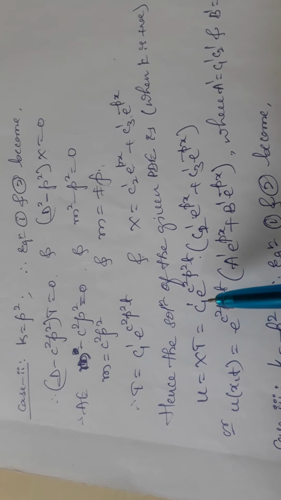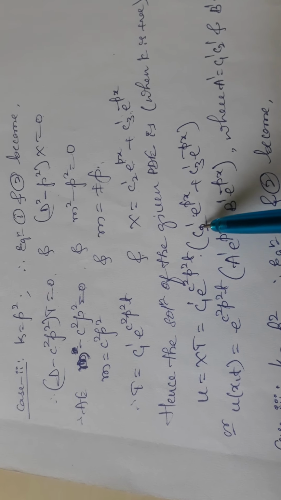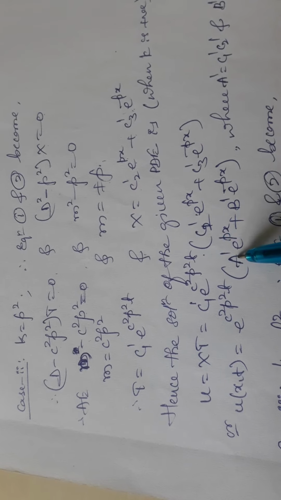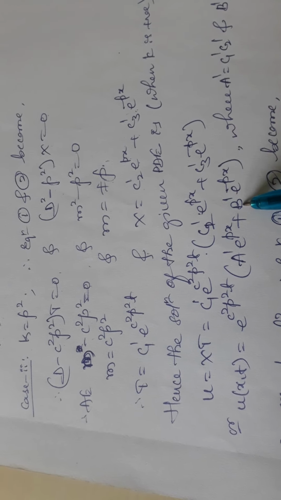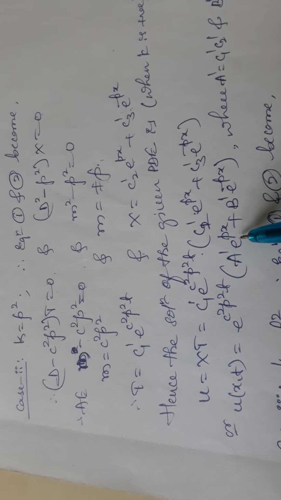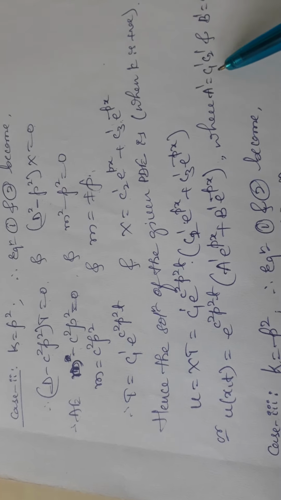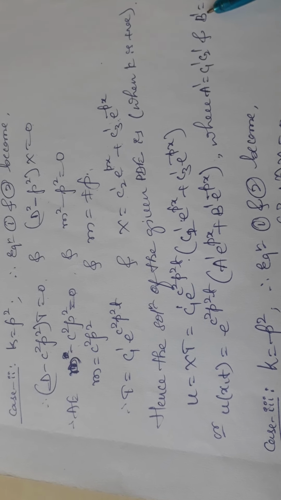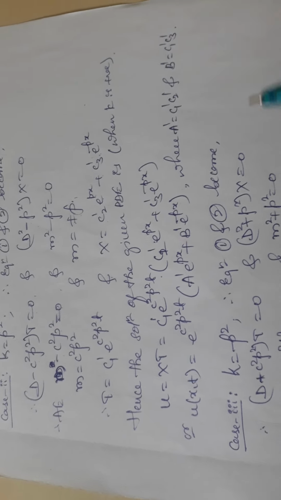Or u of x,t is given by e to the power c squared p squared t, taking this outside and multiplying c1 dash to the inside: c1 dash into c2 dash I can call a dash, and c1 dash and c3 dash I can call b dash. Therefore u equal to e to the power c squared p squared t into (a dash e to the power px plus b dash e to the power minus px), where a dash is c1 dash c2 dash and b dash is c1 dash c3 dash.